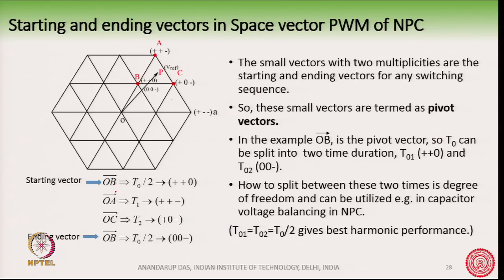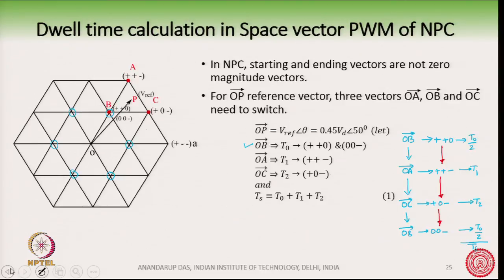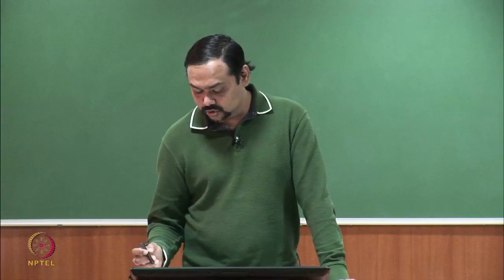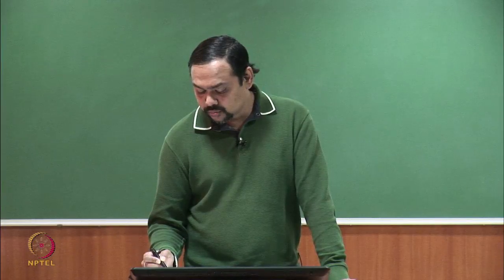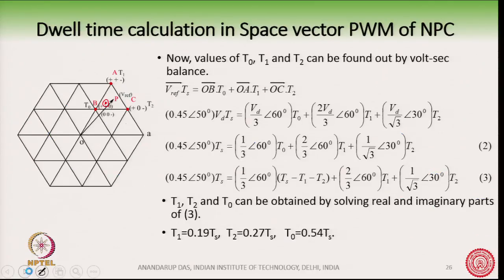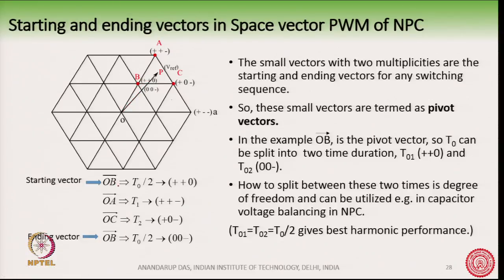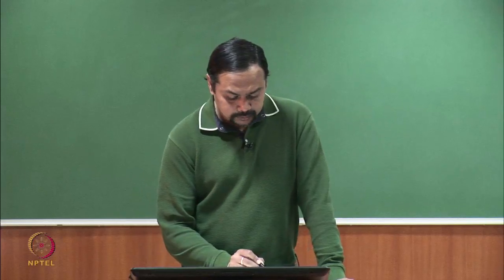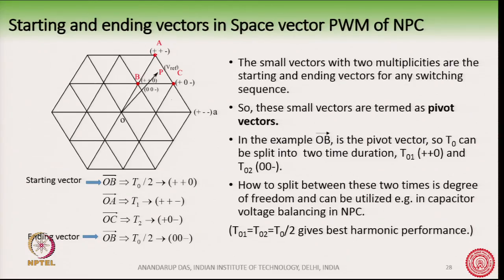Okay. We start with the OB vector, as I have already explained, but again after 2 slides it is shown. So, we start with the OB vector and then go to OA, OC, and we take this route of switching the vectors. So, OB vector, then OA, then OC and again OB. This vector is the starting one, then we switch this vector for T1 duration, then this vector for T2 duration, and again the T0 by 2 vector, this one.